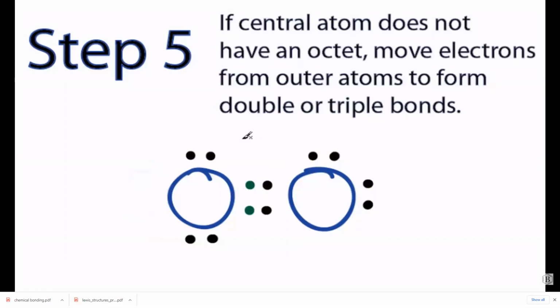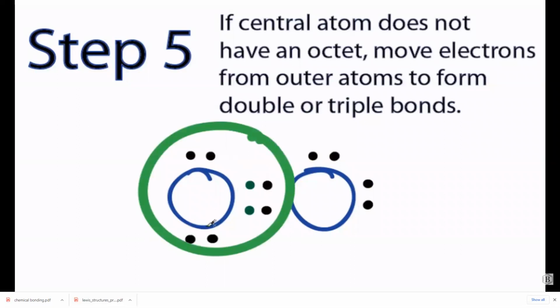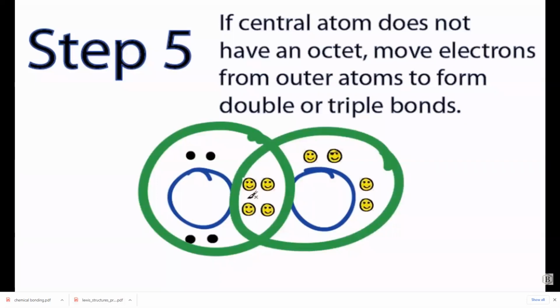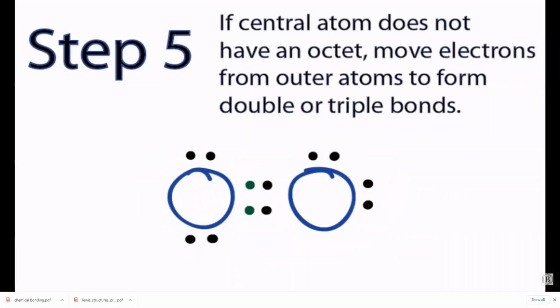I'm still only using 12 valence electrons, but now this oxygen has 2, 4, 6, 8 valence electrons, and this oxygen has 2, 4, 6, 8 valence electrons. So by sharing those valence electrons, I can get the octet on each of the oxygens and still use the 12 valence electrons that I had for the O2 molecule. If I wanted, I could replace these right here with 2 lines to show the double bond, where each line represents a pair of electrons. For Lewis structures like N2, I would even use a triple bond to achieve octets.